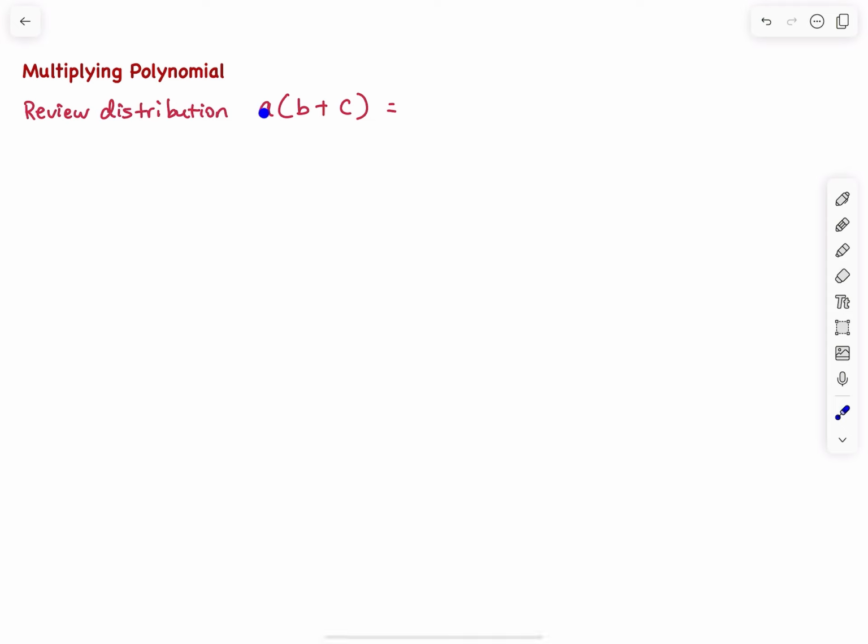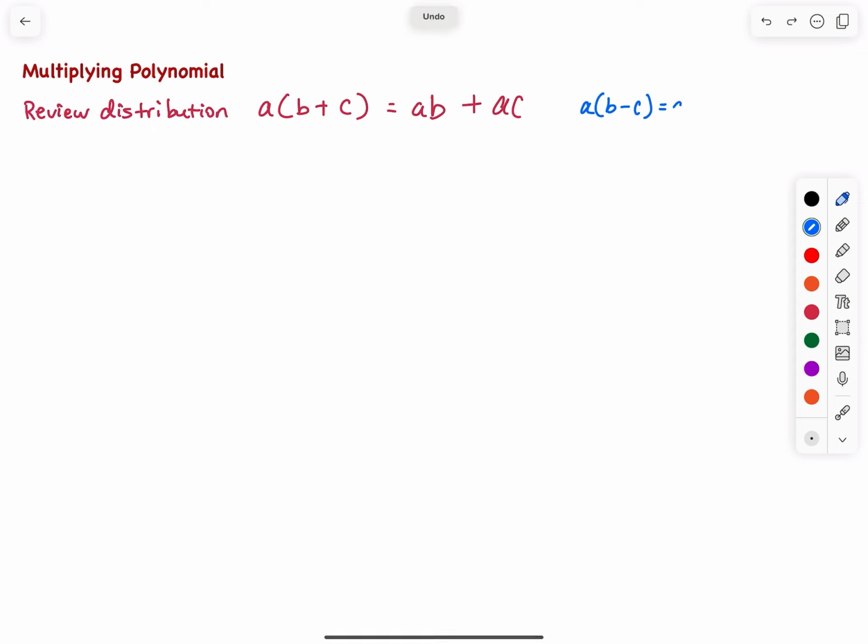So when you distribute A to B, that is equal to A times B, the plus is carried over. So this plus is carried over, and then A times C. So what if you have a minus? If you have a minus, so A times B minus C, that is equal to A times B. So you follow this trail, A times B, that is AB. The minus is carried over, and then A times C, that is equal to AC.